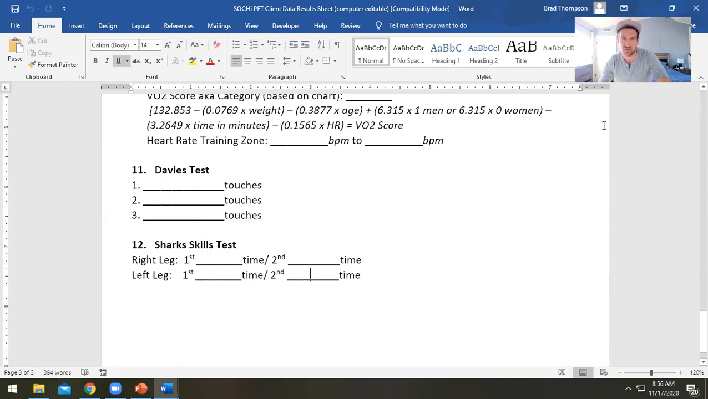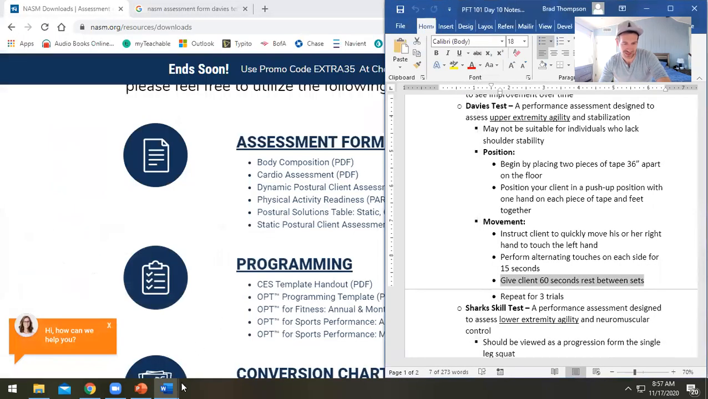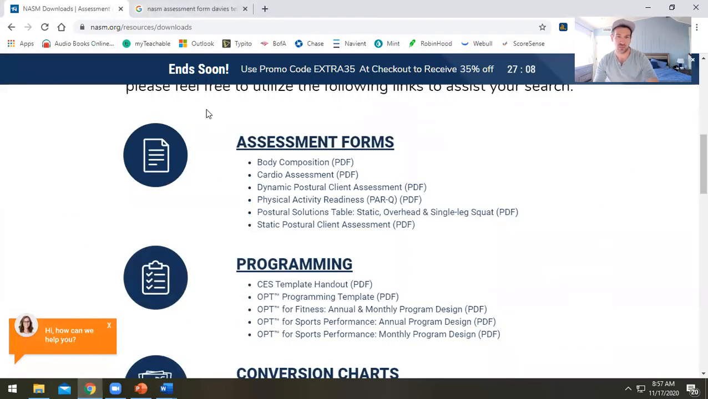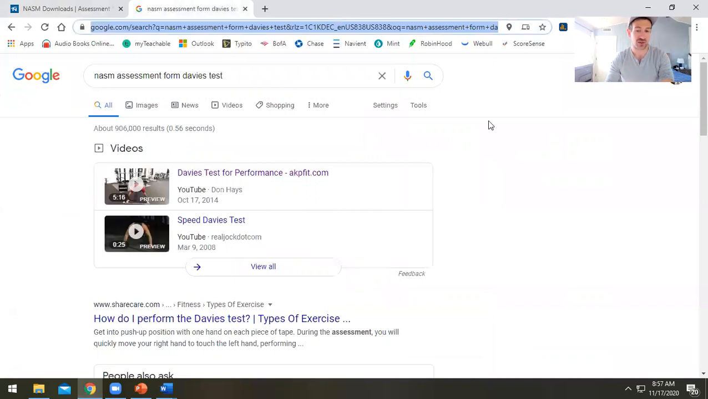So anyway, that took way longer than I wanted it to. When we're looking at the Davies test, you're basically going to have a place to write down their 3 trials, keep that in their file, and look for improvement. So I'm going to show you a quick video on how to do this.